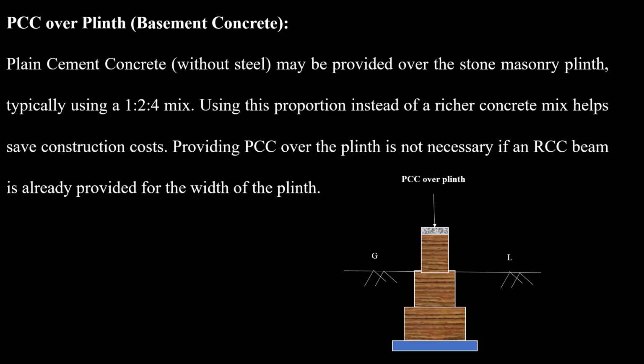PCC over plinth, that is basement concrete. Plinth concrete without steel may be provided over the stone masonry plinth, typically using a 1:2:4 mix. Using this proportion instead of a richer concrete mix helps to save construction cost. Providing PCC over the plinth is not necessary if an RCC beam is already provided for the width of the plinth, which is called a plinth beam. You can see in the picture.